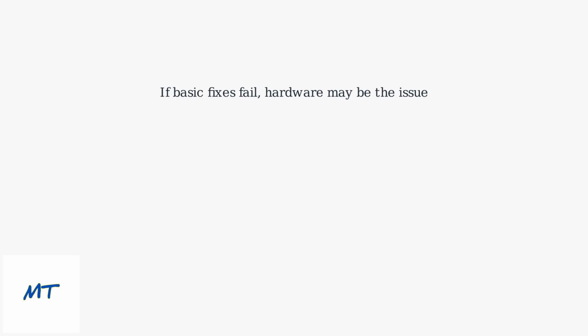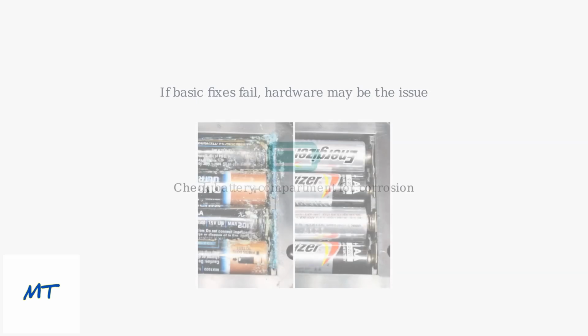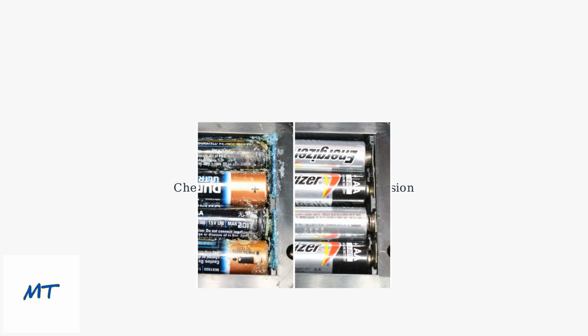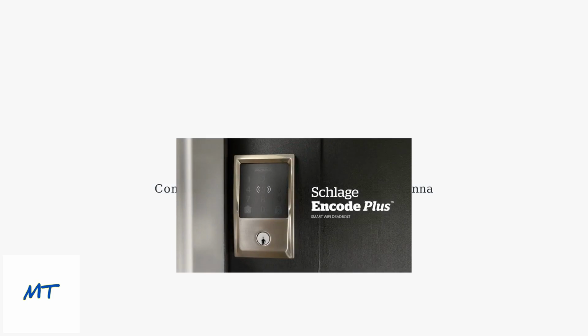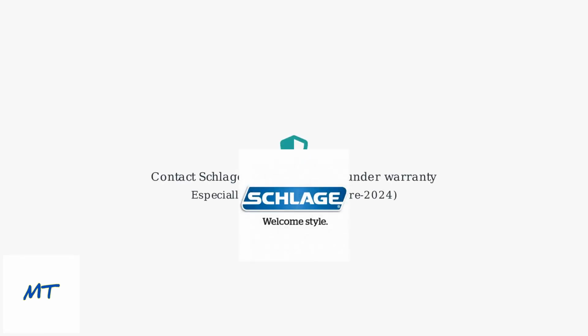If basic troubleshooting steps don't resolve your Schlage Encode disconnection issues, the problem may be with the hardware itself. First, check the battery compartment for corrosion. Corroded batteries can cause connectivity problems and should be replaced immediately. Consider upgrading to the Encode Plus model, introduced in mid-2025, which features a more robust antenna for better Wi-Fi connectivity. If your lock is under warranty, contact Schlage support for a replacement, particularly if you have an older model from before 2024 that is known for connectivity issues.